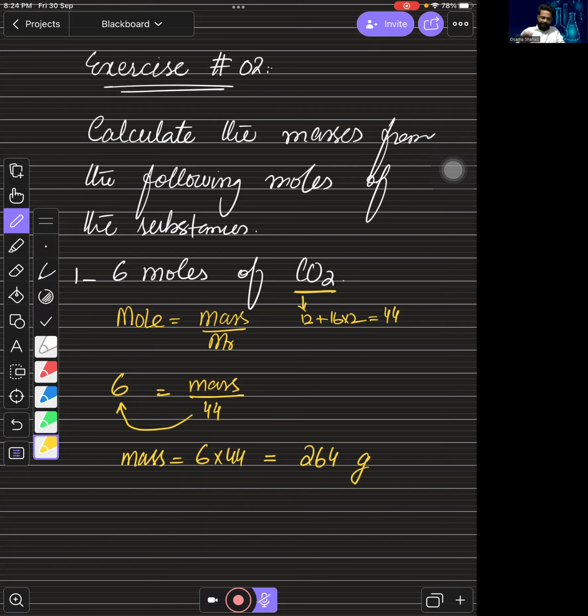Yes, sir. Right, sir. So by the same formula, we can even find out the mass if the mole is given to you, because molar mass is constant, right?